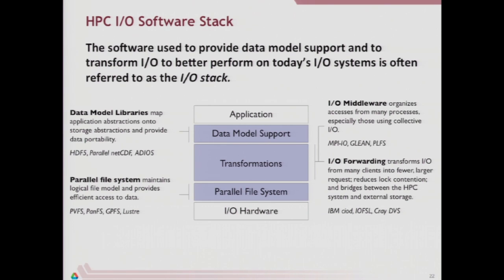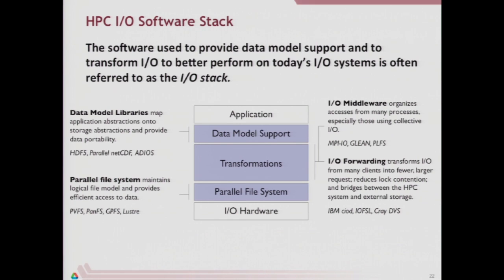What we're going to start talking about are the transformations that occur, and there are a couple of different classes of software that implement those. This software is what gets us from these application data models, and the support that we have there that's maybe been converted into a file view or file model, out to the parallel file system, hopefully keeping as much performance as we can.